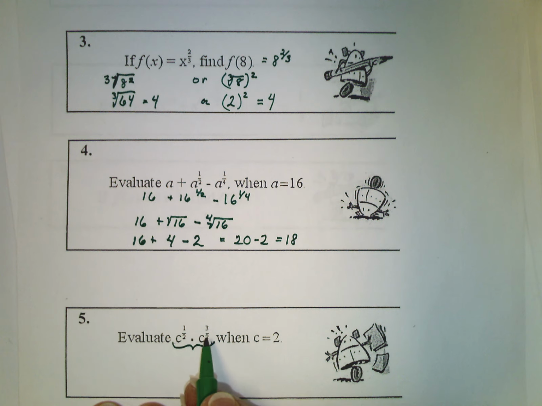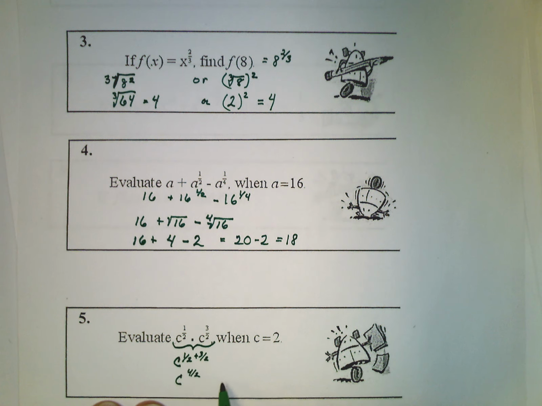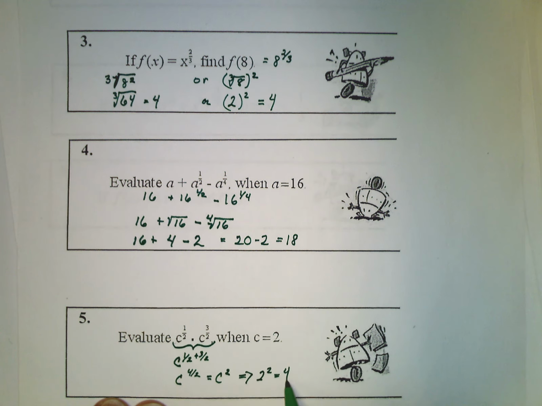We have the same base, and we're multiplying, so we can add these exponents. This is going to be c to the 1/2 plus 3/2, which will be c to the 4/2, and that's the same as c to the 2nd. Just using one of the rules of exponents, if we have the same base, we can multiply by adding the exponents. And that would imply 2 squared equals 4.